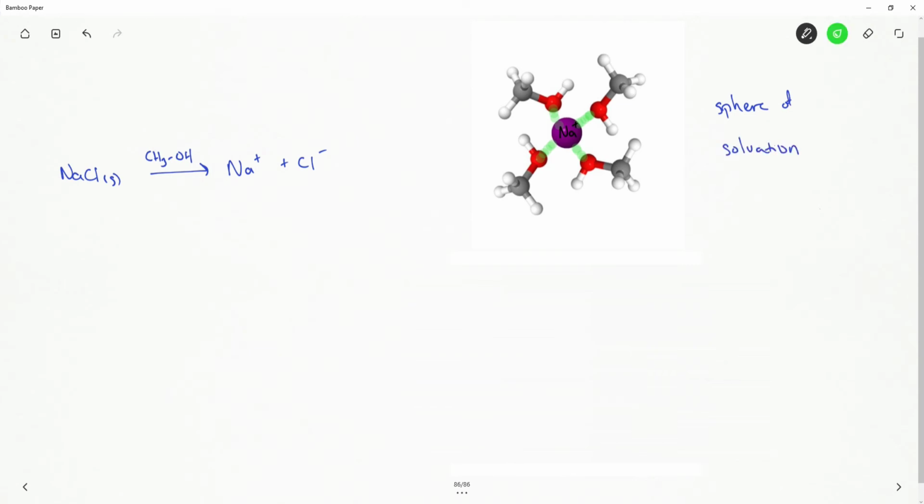The same thing happens with the chlorine anion. So we have the methanol this time. Again, the hydrogen from that oxygen-hydrogen bond stabilizes the negative charge on the chlorine anion. Again, this also forms a sphere of solvation and stabilizes the ion.